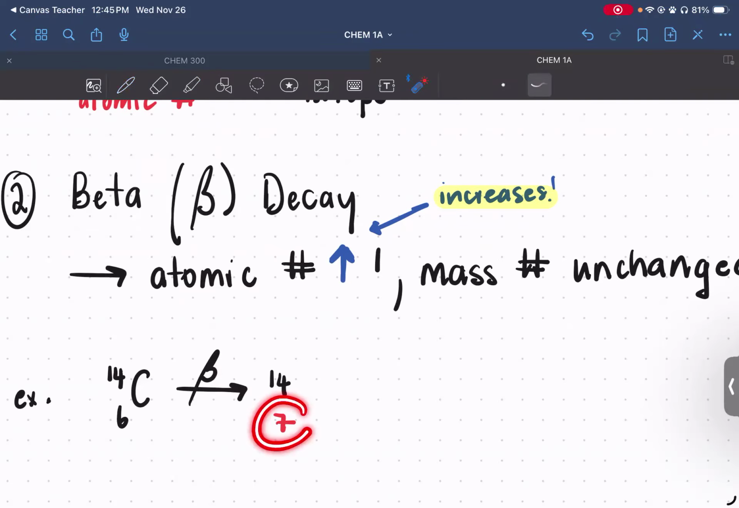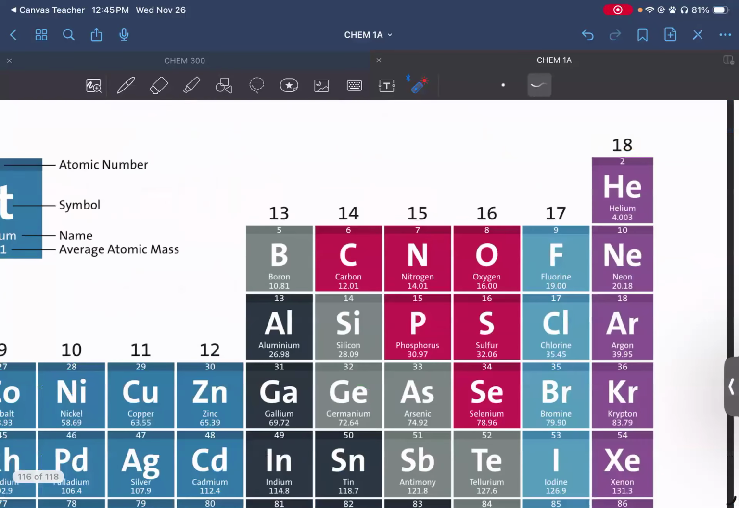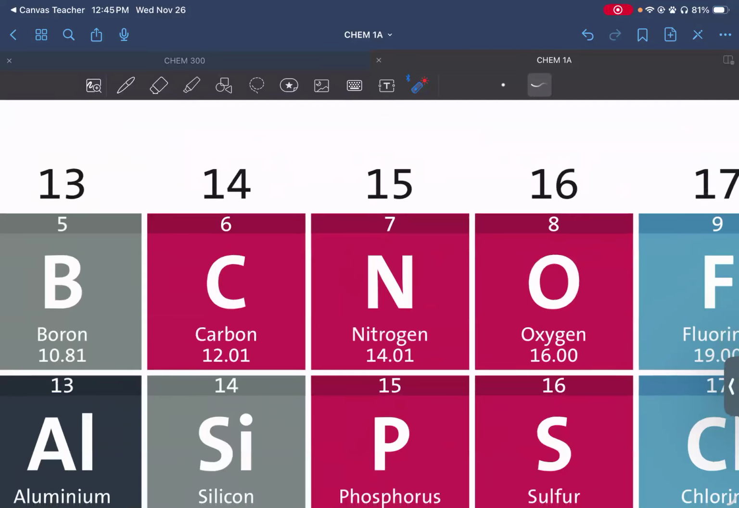Okay, well, we have to use our diagnostic tool. Remember, the one that tells us clearly what atom we formed is the atomic number. Looking at our periodic table, number 7 is nitrogen.